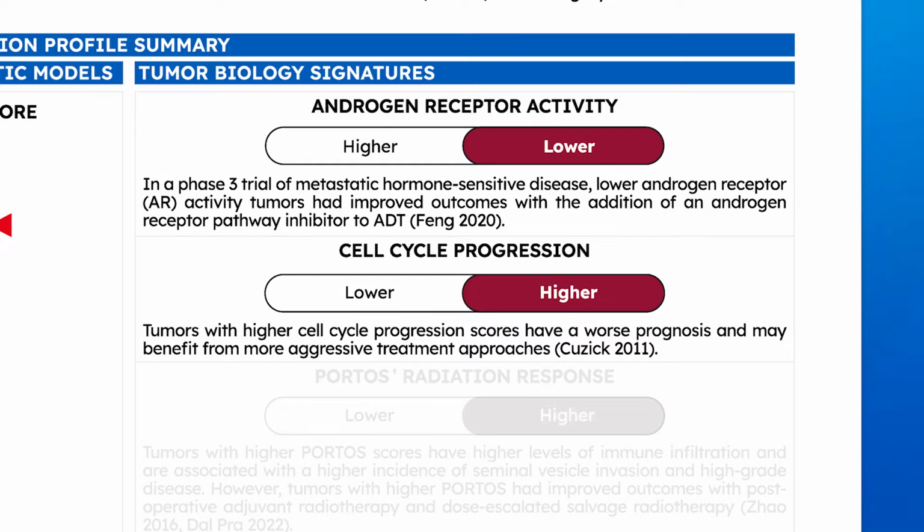The next signature is cell cycle progression or tumor cell proliferation. And the result is also conveyed as either lower or higher. A higher result indicates more proliferative tumor biology.